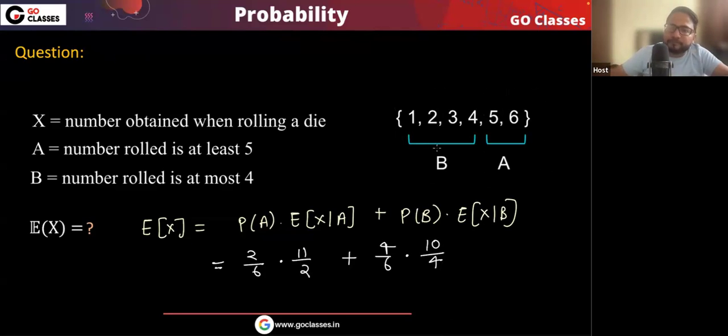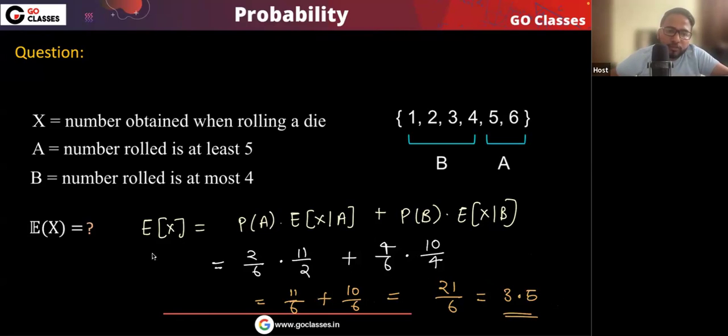Now this 2 and 2 get cancelled out. This is 11 by 6, plus this 4 and 4 get cancelled out, this is 10 by 6. This is 21 by 6. So what is this 21 by 6? I think this is again 3.5. So you can solve it in any way.